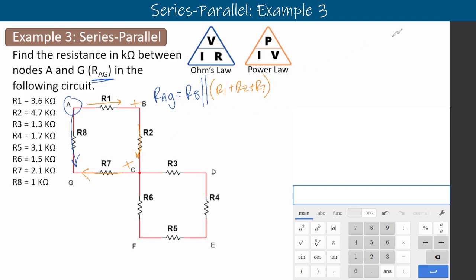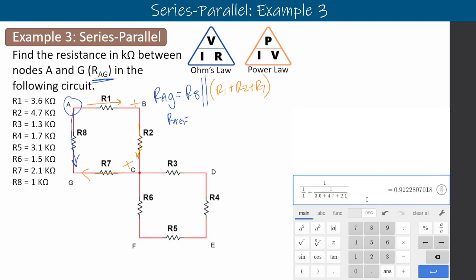We can solve for that. We can say that the RAG value, the resistance between points A and G, is equal to this parallel series combination. So we'll plug that into our parallel equation. We see that it's 1 over 1 over R8 in the first one. R8 is said to be 1,000 ohms. We'll put a 1 there. Add that to the 1 over the parallel combination of the series resistors here. So we're going to add R1, R2, and R7 on the bottom of this parallel combination. So R1 is 3.6 plus R2, 4.7 plus R7 down there, 2.1.